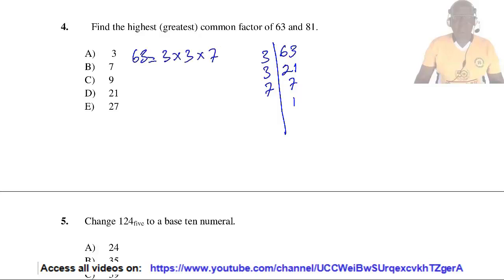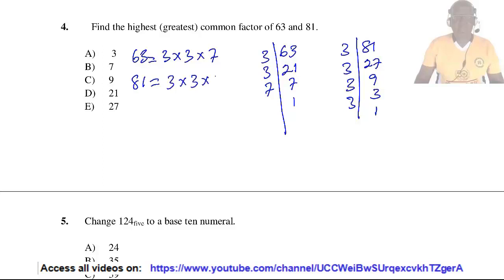Now the product of the prime factors of 81. 3 goes here, 27. 3 goes here, 9. 3 goes here, 3. 3 goes here, 1. So the product of the prime factors of 81 equals 3 times 3 times 3 times 3. Now the HCF: 3 is common here, 3 is common here. So 3 times 3, which equals 9. So the answer is C.